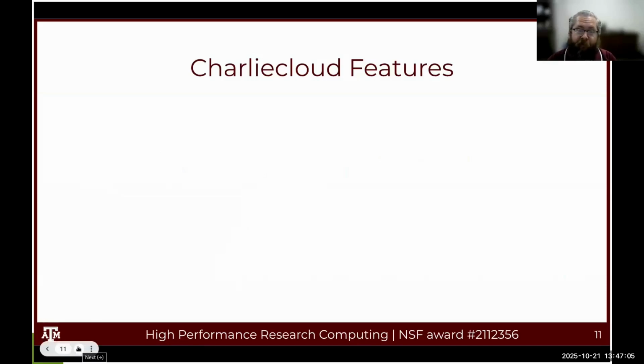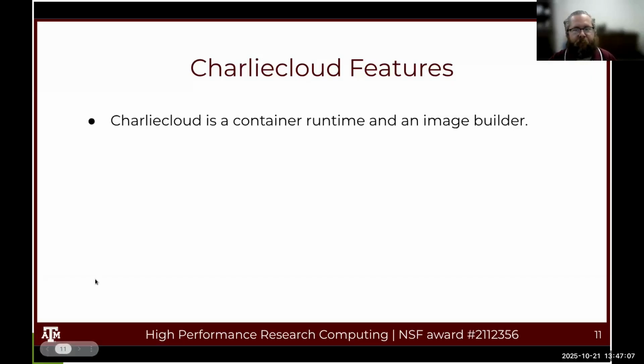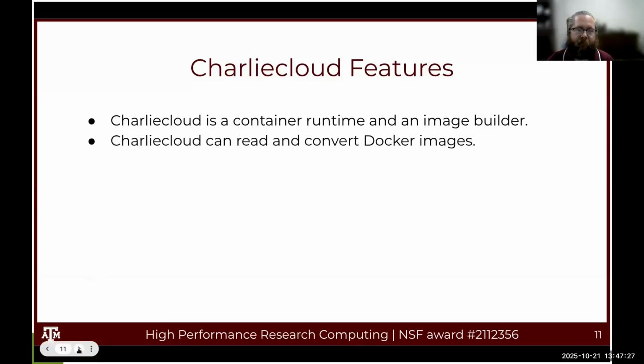So what do we need to know about Charliecloud? Here are some of its features. Charliecloud is both a container runtime and an image builder. That's important because if you're working with containers, you might need to be able to build new images with different software. So Charliecloud allows you to both run your software and build your software so you can do all of your tasks. Charliecloud can read and convert Docker images. That's important because the majority of images out there in the wild are Docker images because Docker came first and is still the most popular.